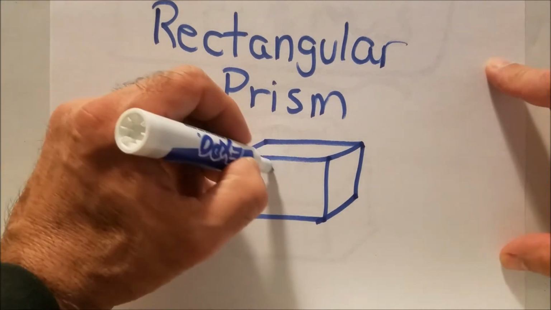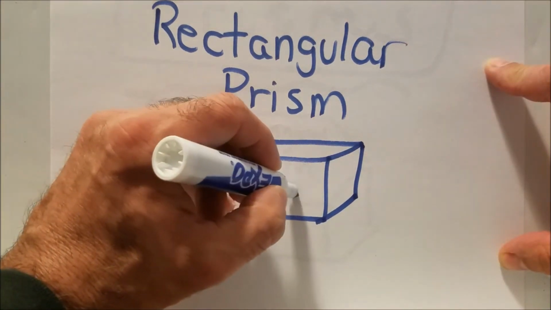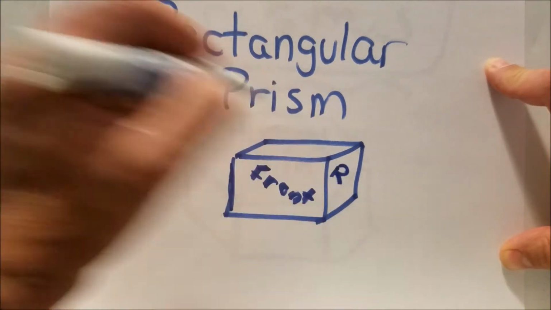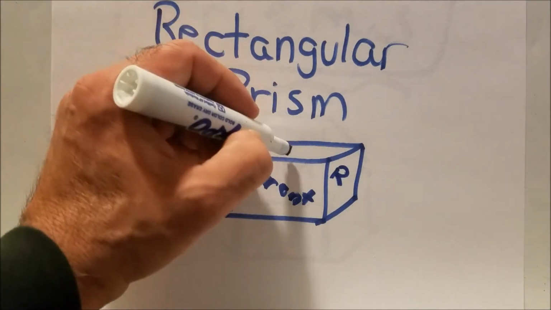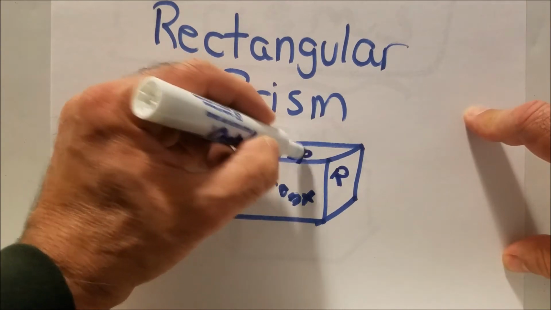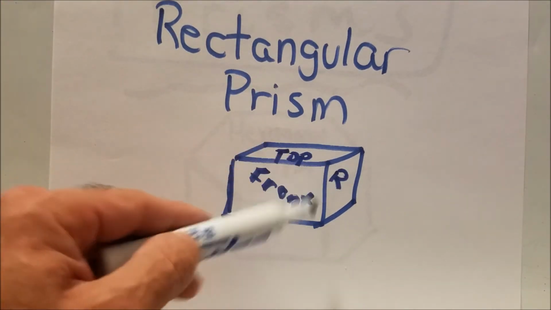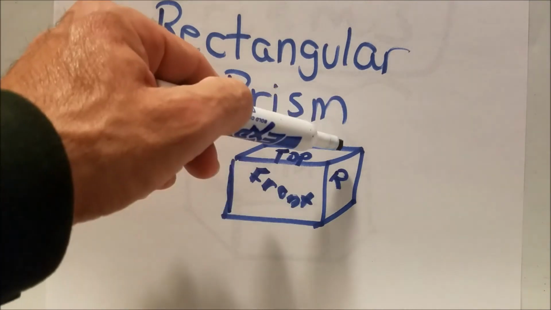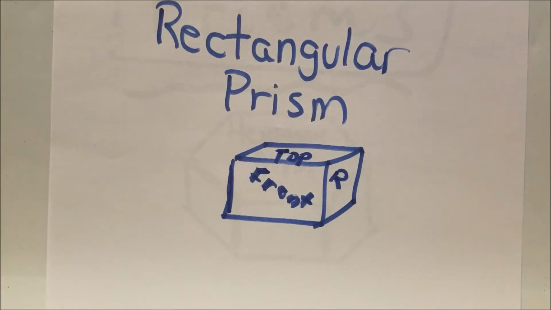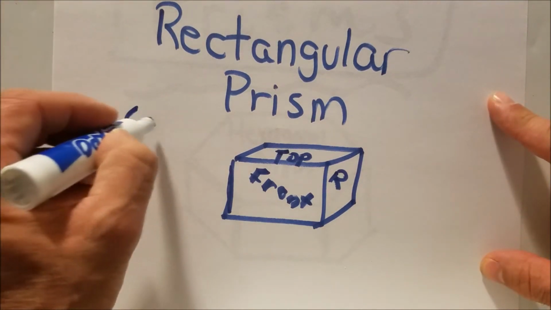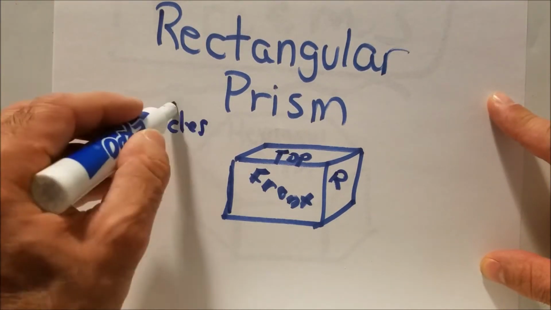So right now we know there's a front. This is the front. That's one face. This is the right. Put an R for right. And we have a top. Right? So if we have a front, a top, and a right, we should have a bottom. We should have a back. And we should have a left. So there's 6 sides, which we call faces.